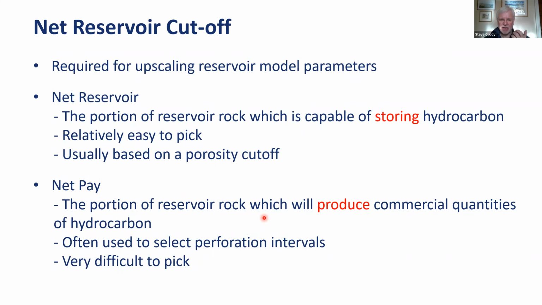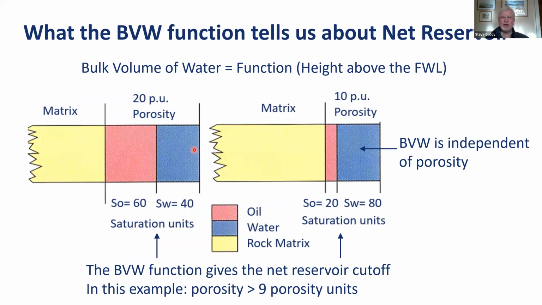You'd have to have a good gas flood and a water flood. It would be very expensive. So net pay depends upon the oil price. So forget about net pay. For our reservoir model, we need net reservoir based on a porosity cutoff. Now, what does our BVW function tell us about net reservoir? It says BVW is a function only of the height above the free water level.